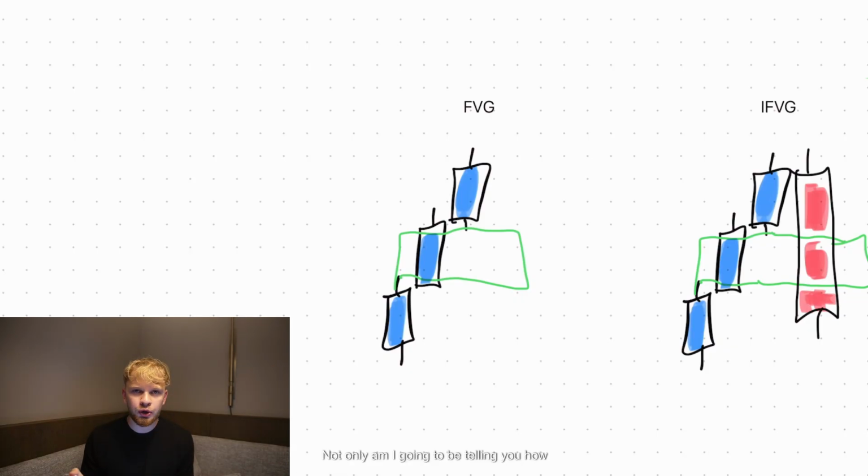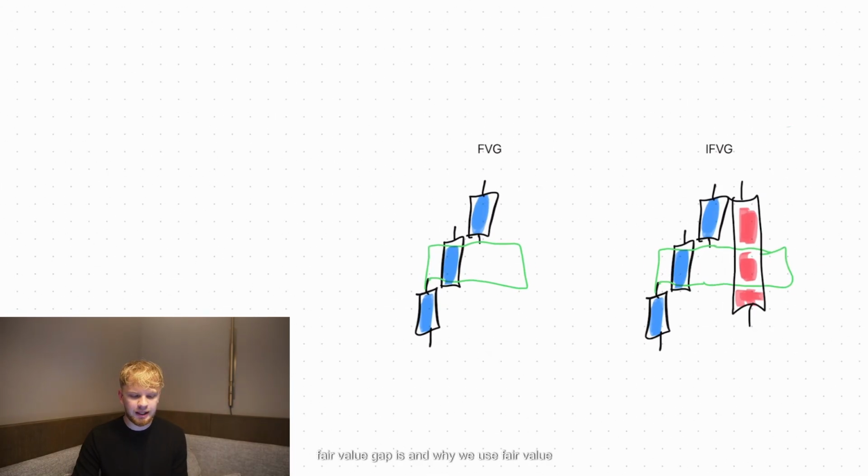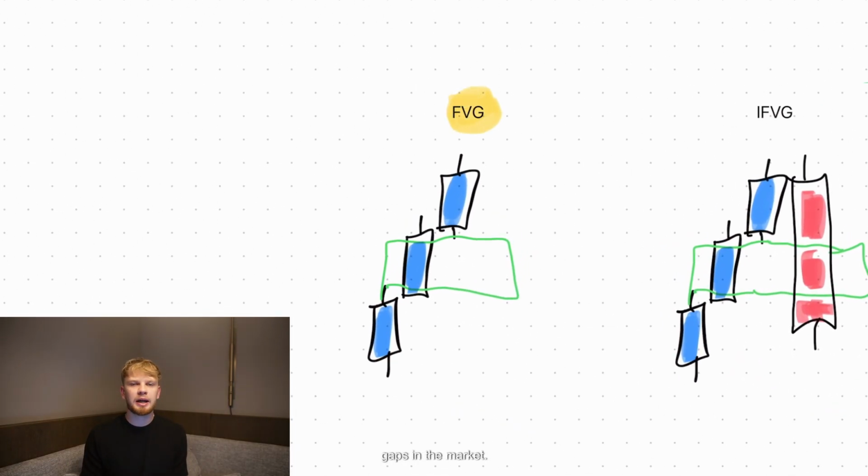So not only am I going to be telling you how to identify these in the market, I'm also going to be telling you what they are, because believe it or not, a lot of people don't actually know what a fair value gap is and why we use fair value gaps in the market. So let's start with a fair value gap. You might have heard of a fair value gap as an imbalance. So it is either a fair value gap or an imbalance.